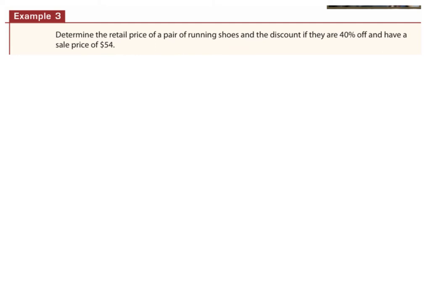This one says, determine the retail price of a pair of running shoes and the discount if they are 40% off and have a sale price of $54. Okay, so this is very similar to the one we just did. We know the sale price, right? How much is the sale price? $54. All right, so $54. All right. We know how much they were discounted.